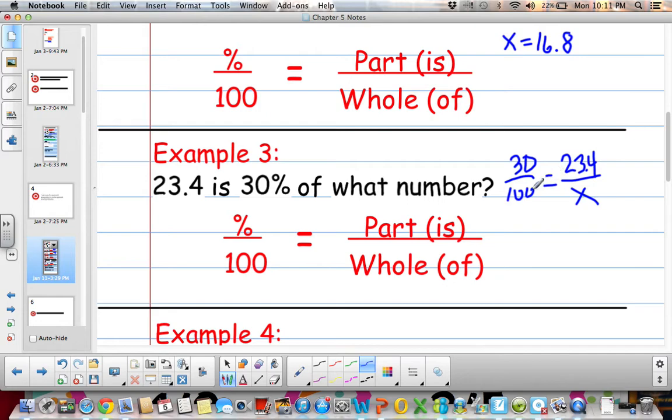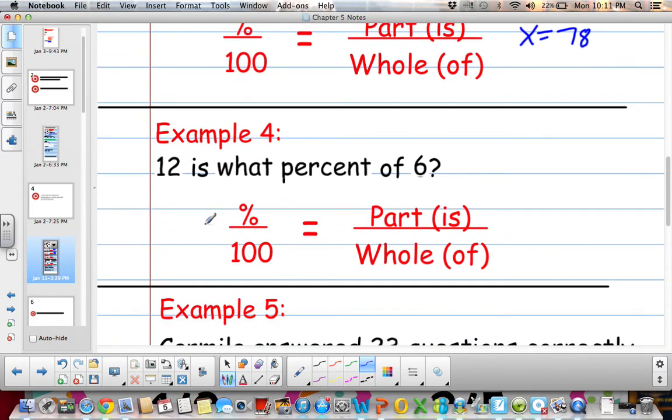So then we do our cross products. This time we do 100 times 23.4, and then we divide it by 30, which equals 78. So x equals 78. So if we were to take 30% of 78, we should get 23.4.